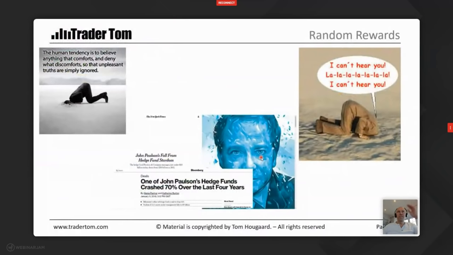The human tendency is to believe anything that gives us comfort and deny anything that gives us discomfort. And that's the way our brain is put together. We want to avoid discomfort and we want to embrace pleasure. And I've tried to illustrate that with some funny cartoons.